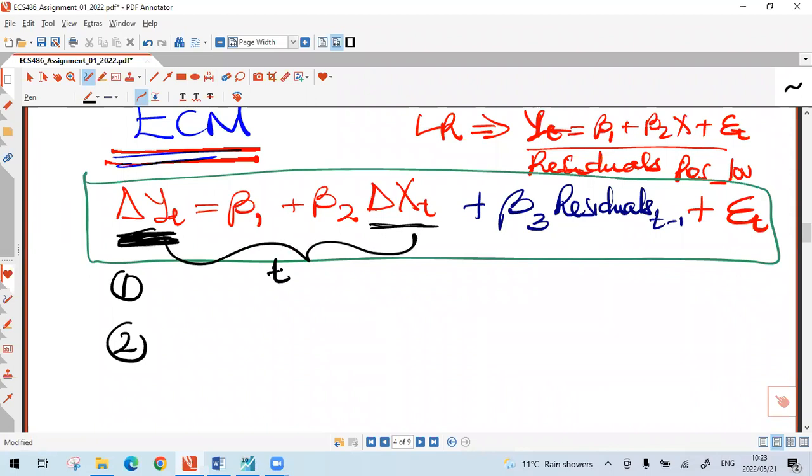After running, we are going to check the T statistics, and we know our rules of thumb. If the T is greater than 2, you conclude that there is a significant relationship. We are going to do that. This is the first part. What about the second? The other importance of ECM is it helps us in checking whether the model is capable of adjusting to its long run equilibrium after facing some shock.